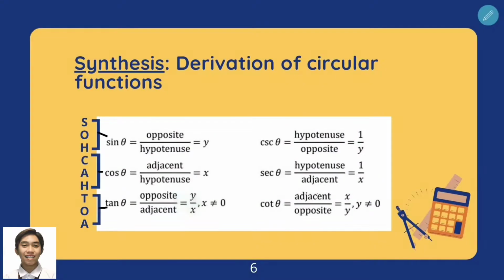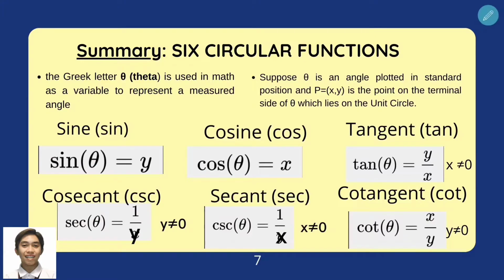Now let's move from the summary to deriving the circular functions. But before that, let me give you some information about theta. The Greek letter theta is used in math as the variable to represent a measured angle. Suppose theta is an angle plotted in standard position and P(x, y), which lies on the unit circle.